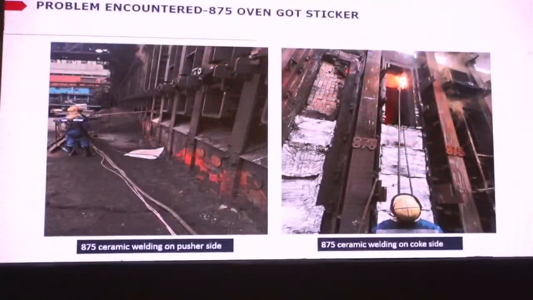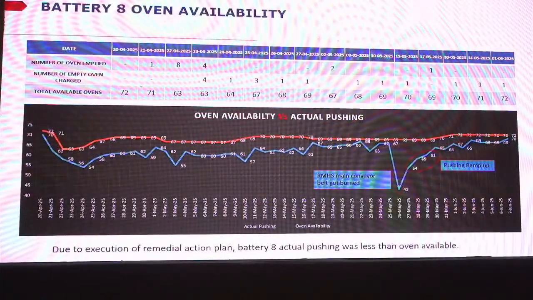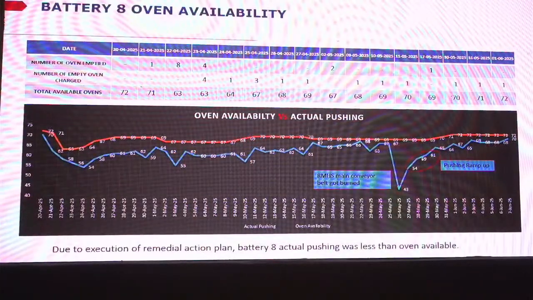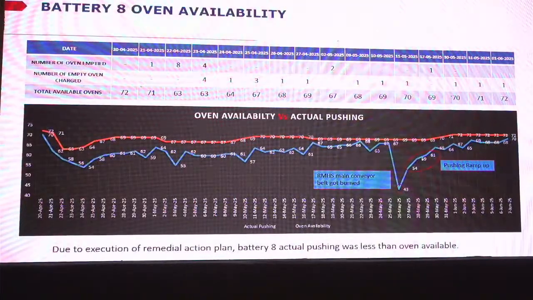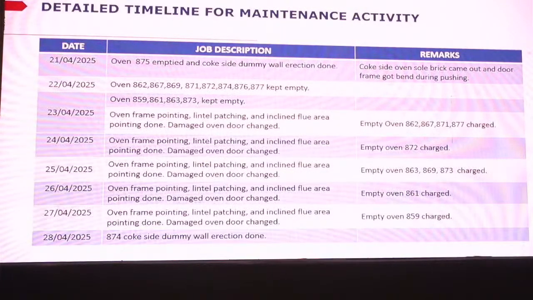So after emptying oven 875, we again took it for ceramic welding from the pusher side and the fork side. After 1 month, all ovens are available and our remedial action plan is executed. All 72 ovens are available within 1 month. These are the pushing and charging timeline and the empty ovens, with the detailed timeline and maintenance activity jobs.